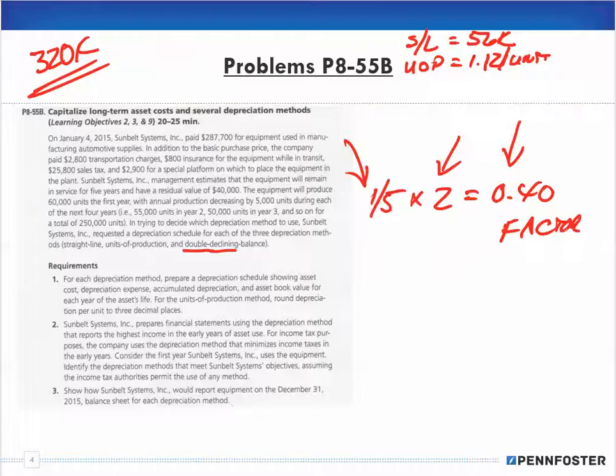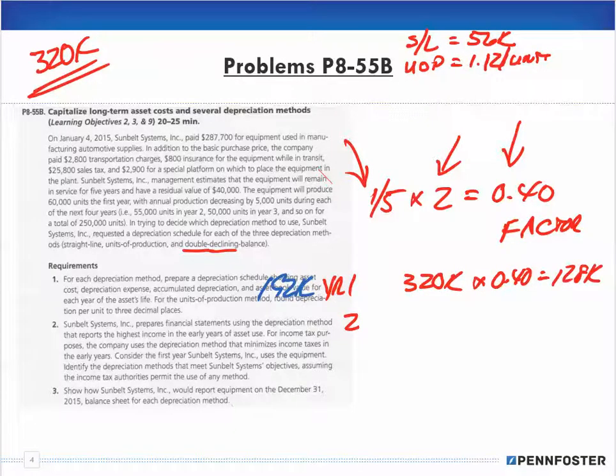Okay. So for year 1, we start out with the full 320,000, and we multiply it by the factor of 0.4. That gives us our depreciation expense for the year of 128,000. In year 2, if you look at the schedule of depreciation in the solution, the book value is 320,000 less the accumulated depreciation of 128,000, which gives us a book value at the end of year one of 192,000. So that's the figure we're going to use for year two: 192,000 times 0.4, which ends up being 76,800.